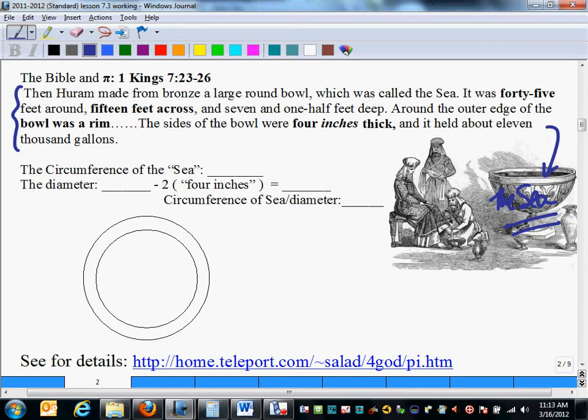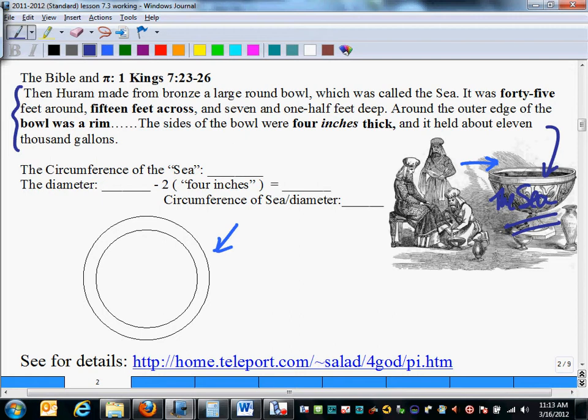All right, I need your attention. 5, listen up. 4, 3, stop talking. 2, look this way. 1. Pay attention because I'm going to ask you for numbers. This is a top-bottom view of this piece of furnishing called the sea. So step 1, Jordan, what does it say it's a certain amount around?